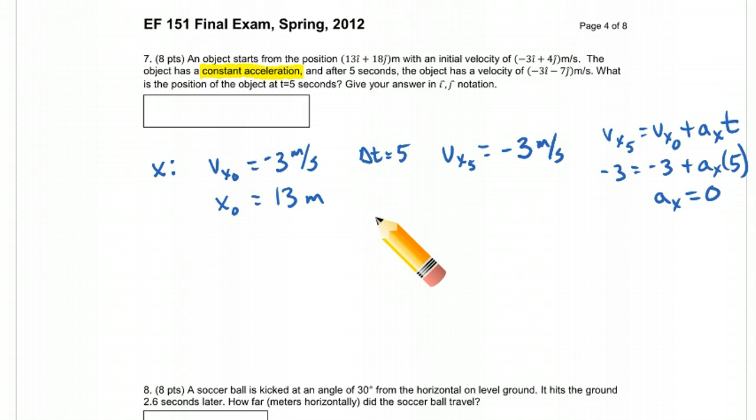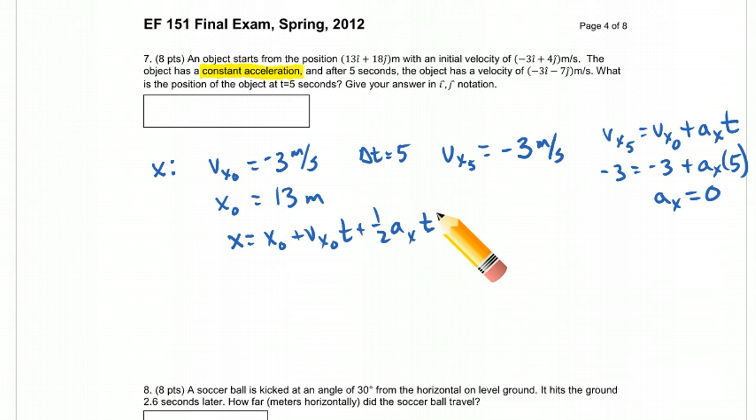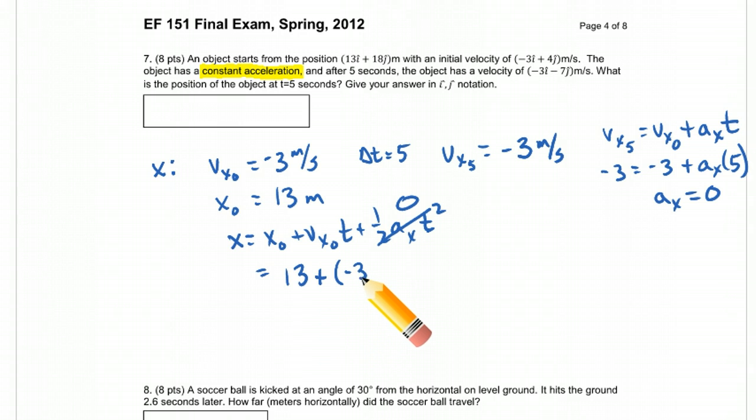So I can apply my equation for x. And we already said that acceleration was 0. So my position in x after 5 seconds was my initial x of 13 plus my velocity of minus 3 times 5. Alright, and that looks like that's going to be minus 2 meters.